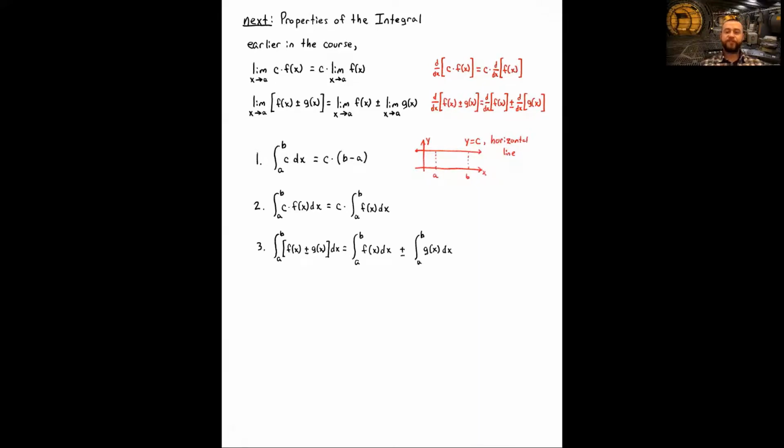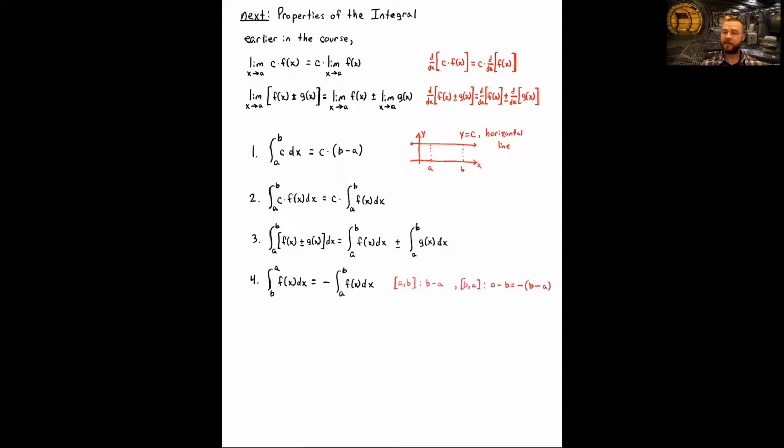The similar properties to limits and derivatives above translate now to these second and third properties for the definite integral. Constant multiples inside the integral can be pulled out front. And in property 3, the definite integral of a sum or difference of functions equals the definite integral added or subtracted to the other function's definite integral. Again, very similar to the above limit property and derivative property.